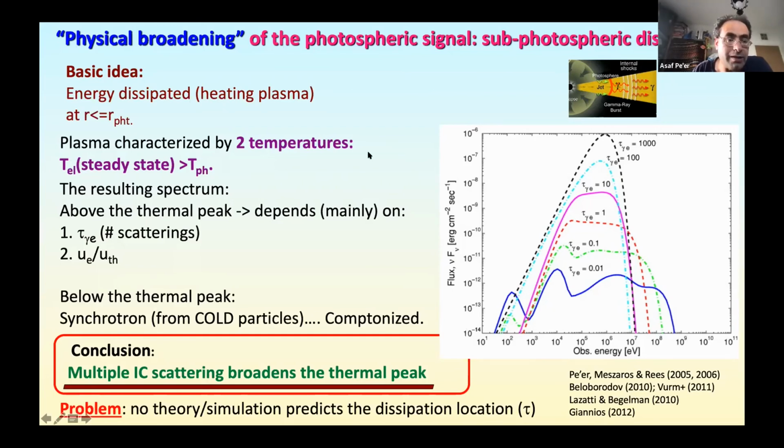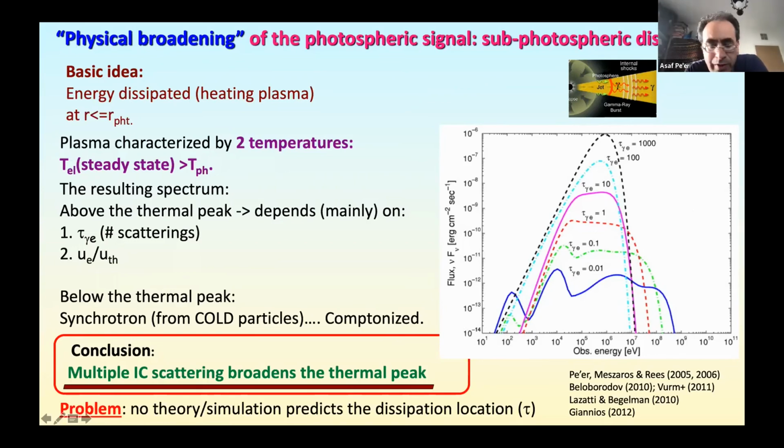And so the resulting spectrum will depend mainly on two things. It will depend on the optical depth, namely how many scatterings we can get. And also it will depend on the ratio of how much energy we are giving to the electrons, normalized to the thermal energy of the photons. And we might end up with something that looks like any of these plots.